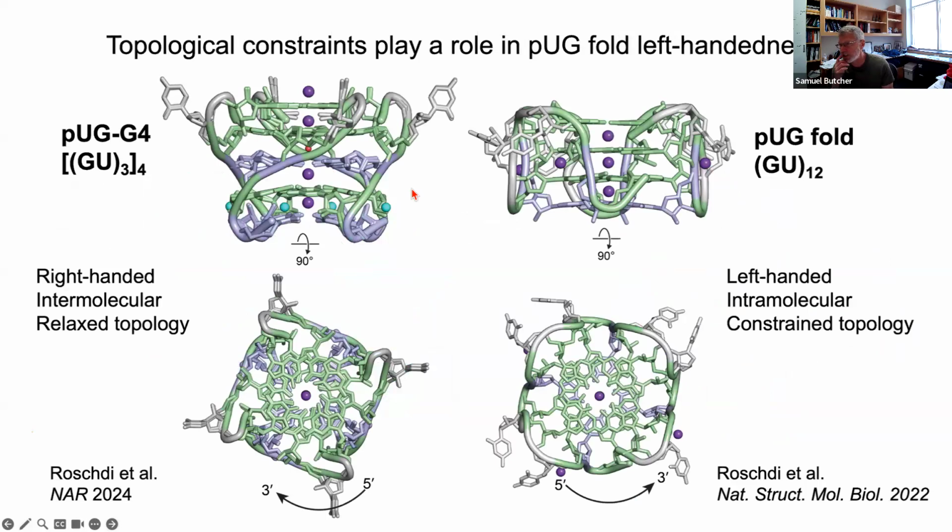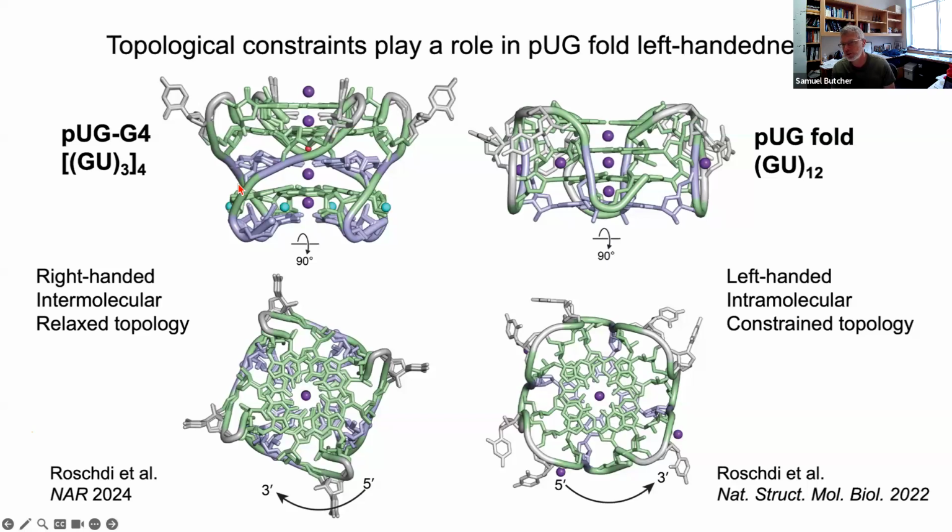And so comparing these two, these have exactly the same number of nucleotides now, and they're also exactly the same type of repeating sequence, UG. The only difference is that this one is 4 strands of GU3, and this one is GU12. This one is intramolecular, left-handed, very compact. This one is intermolecular and right-handed.